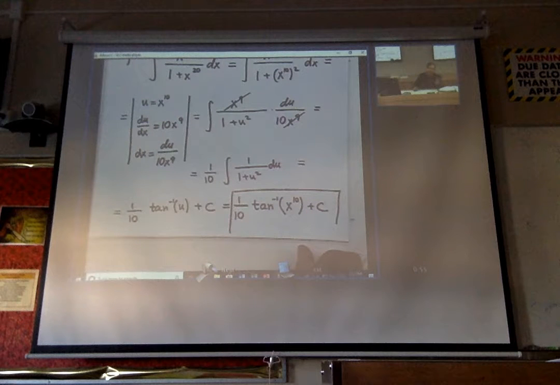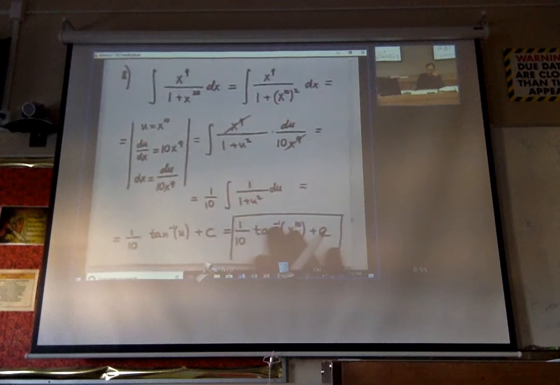What do you see? You just think through, you see that the one on top is 1 less, but it doesn't have the 10 in front of it, so you know it'd be tangent inverse x to the 10th divided by 10. You have to do it. It seems easy right now. You will see when you get to the problem.